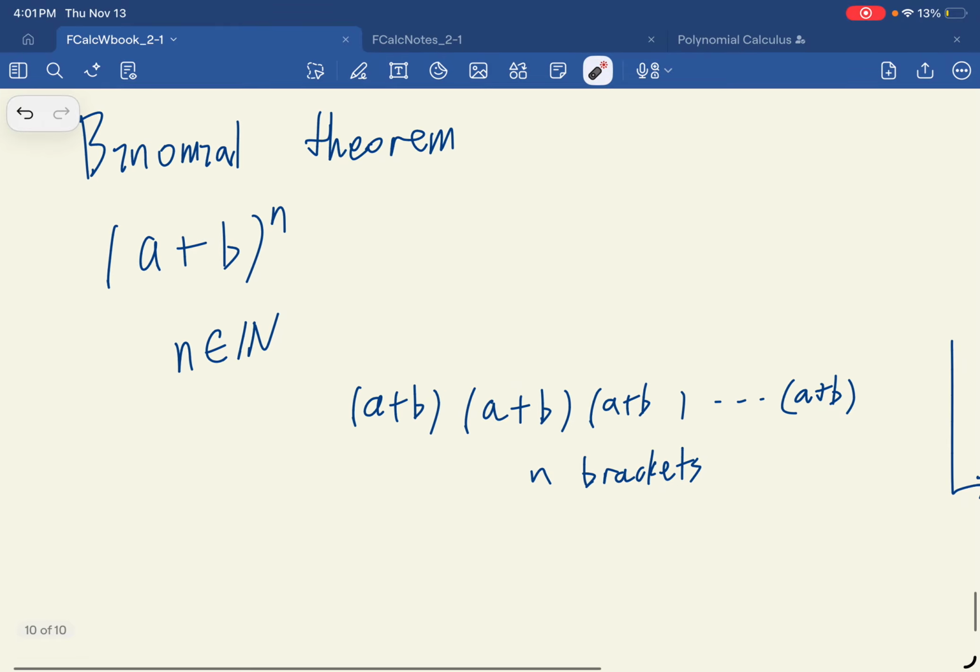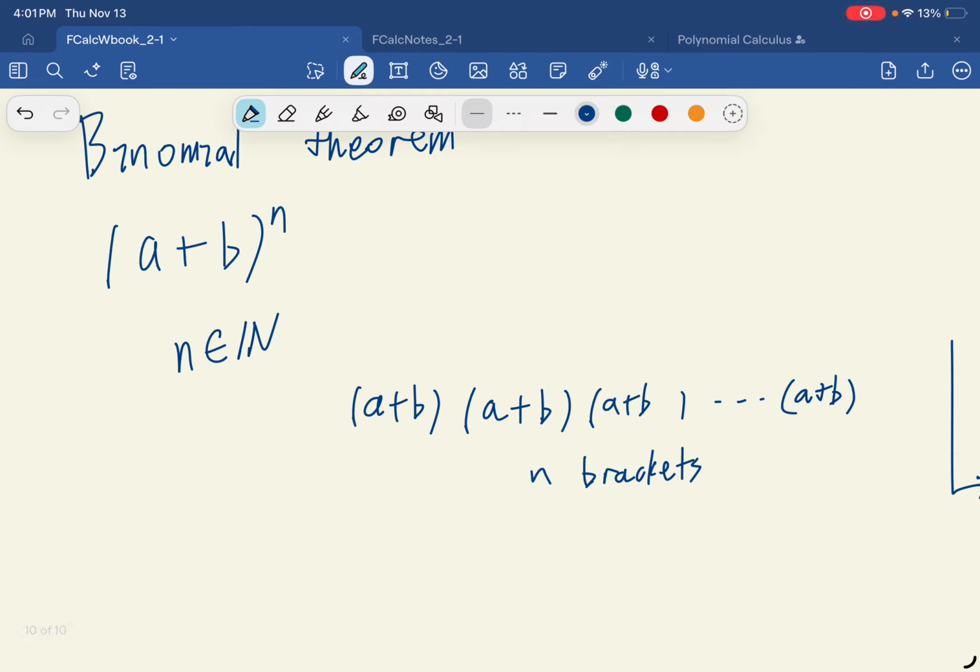So with all of that being said, how can we expand this? The first term is going to be we pick all A's. Now, if we pick all A's, we're not going to be picking any B's. So let's write A to the power of n times B to the power of 0, right? Because we're not going to pick any B's. And the number of ways that we can pick n brackets out of n brackets is n combination n, nCn, times A to the n, B to the 0. So that's the first term.